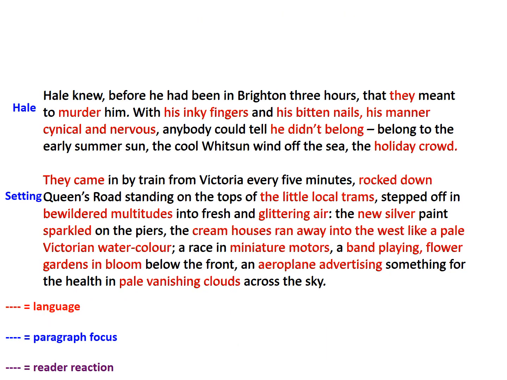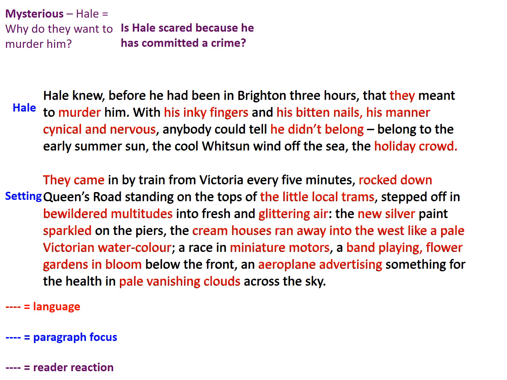Hit pause now if you'd like to try out considering your own reader reactions before I share what I would pick out. So, the mystery of Hale. We're questioning, why would someone want to murder him anyway? And we're interested, really, as readers, is Hale scared because he's committed a crime or because he's a victim? I'm also intrigued as a reader about whether he'll be hidden amongst the holiday crowd.